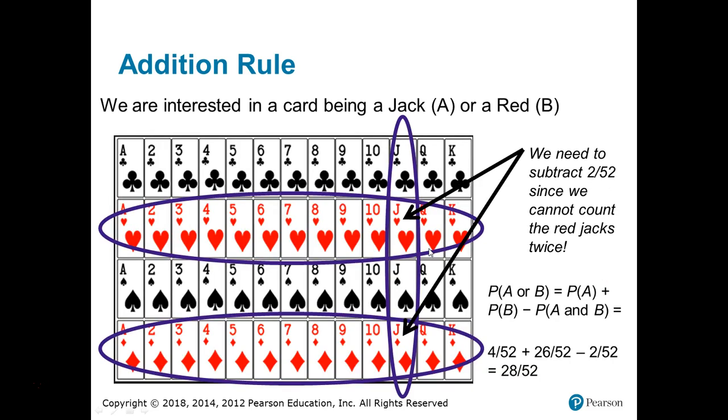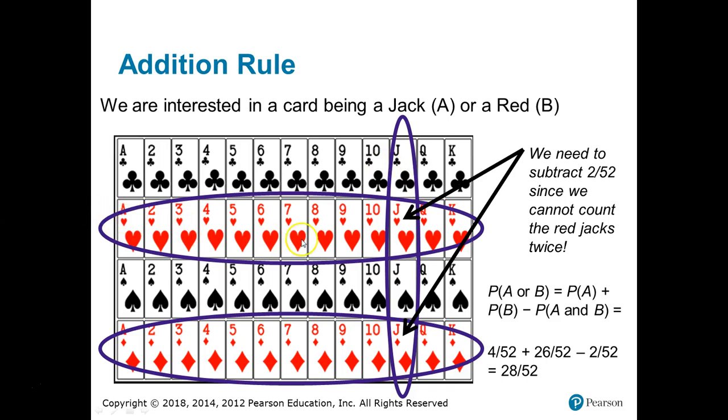So let's look at it with the cards highlighted. I created this slide to show it to you. We are interested in a card being a jack or a red. There are 1, 2, 3, 4 jacks. There are also 1, 2, 3, 4, 5, 6, 7, 8, 9, 10, 11, 12, 13, 26 red cards. So I'm going to add those two values together, 26 plus 4, but I can't say that 30 cards are going to give me a success.